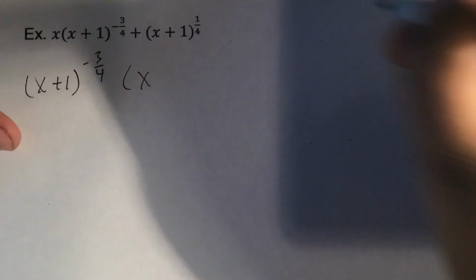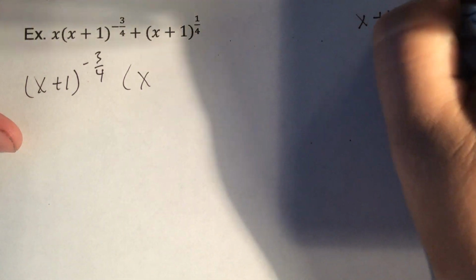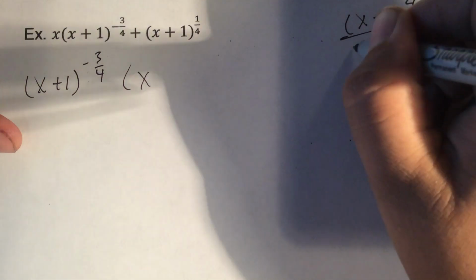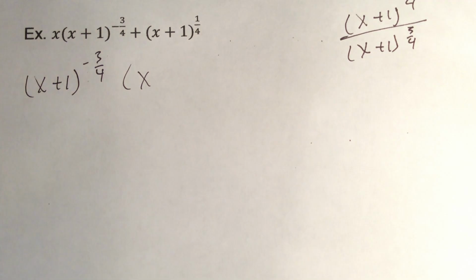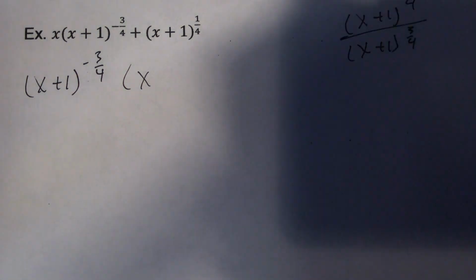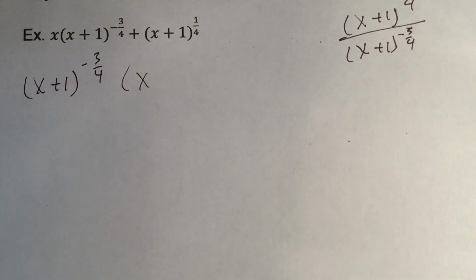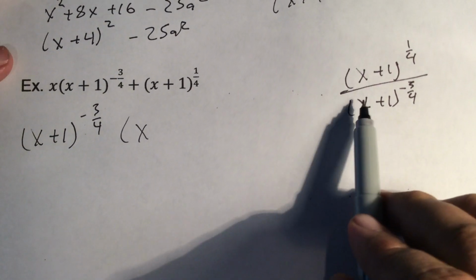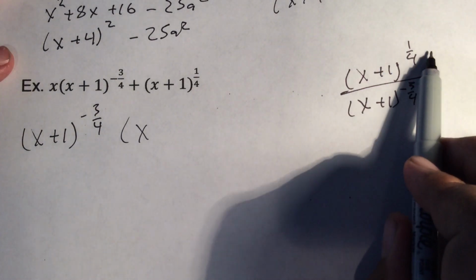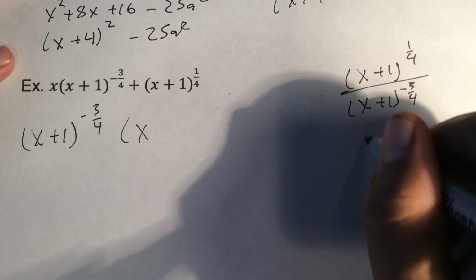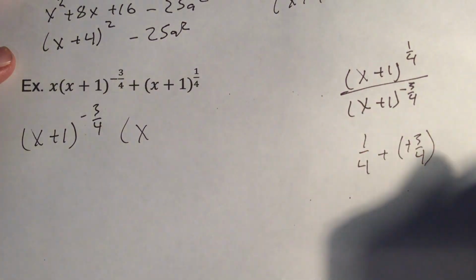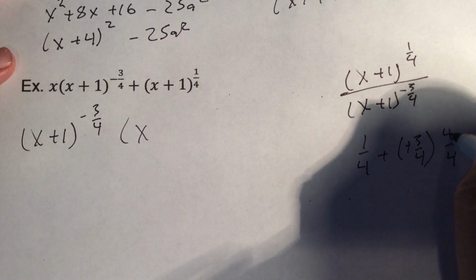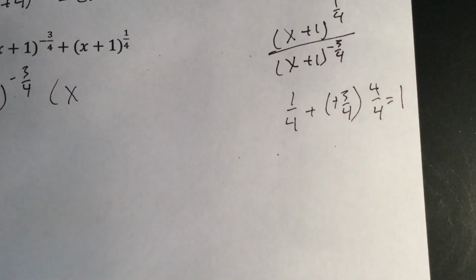Over here, though, it gets a little more complicated. If you think about when we pull out a term, it's really like saying x plus 1 to the 1/4 divided by that x plus 1 to the negative 3/4. When we pull it out, we're really dividing it out. Well, if we have the same base, then all we have to do is subtract the exponents. So 1/4 minus a negative 3/4 is really like saying plus 3/4, and I get 4 over 4, which is 1. That's where I'm going with that.